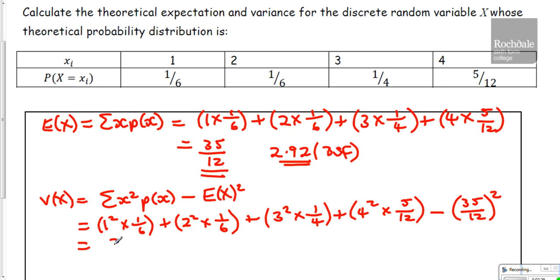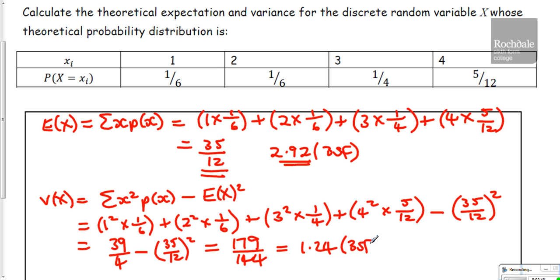So I got that the first part added up to 39 over 4, and then you're going to subtract 35 over 12 squared. I'm going to work it out as a fraction, but actually because it's the final answer, you could give it as a decimal, and it's 1.24 to 3SF.